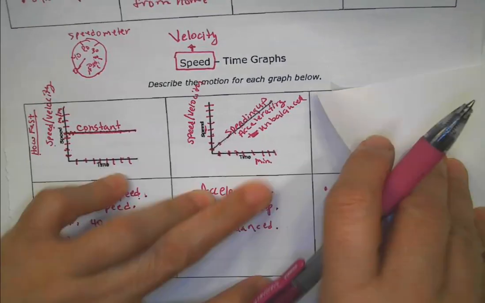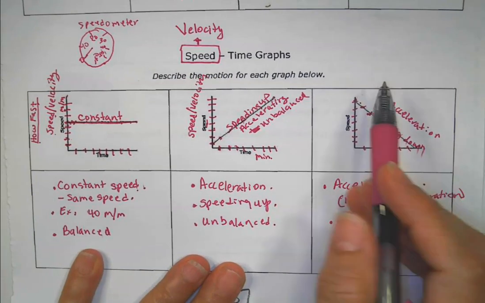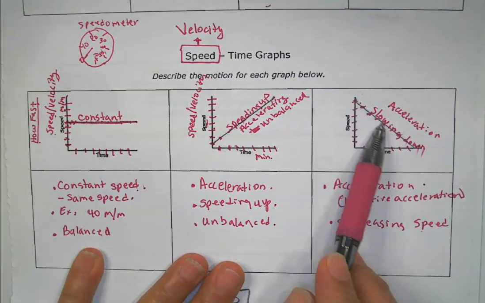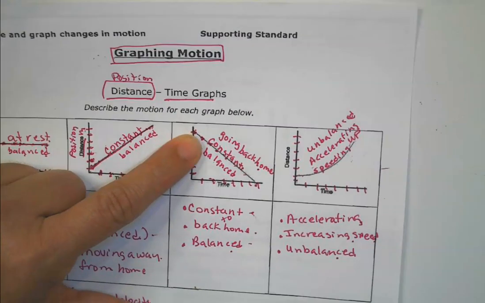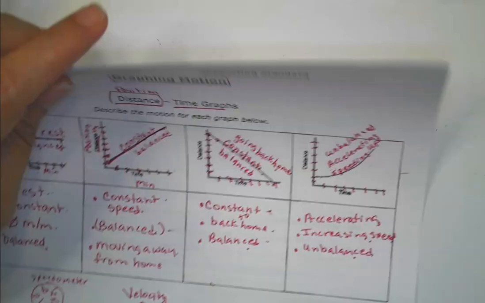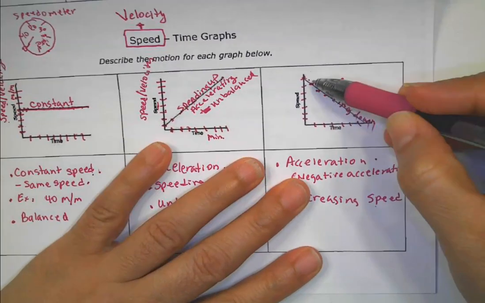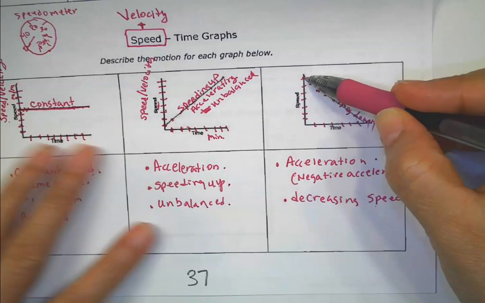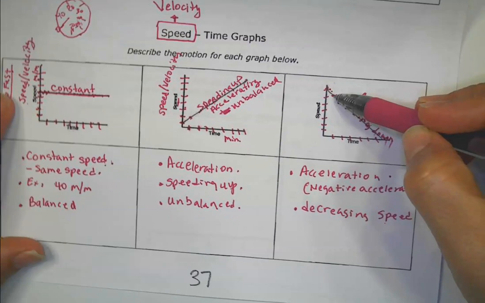We're going to go to the next one, okay? On the next one, we see something else happening. The line is going down, similar to what we had over here. But over there, the object was going back home at a constant speed. Here, the object is slowing down, because if it was going at 70, a minute later it'll be going at 60.